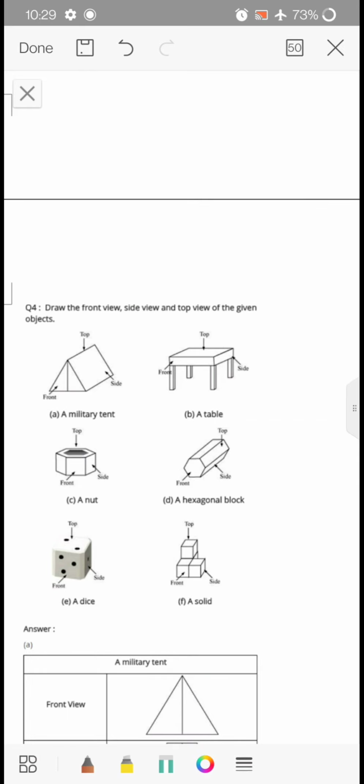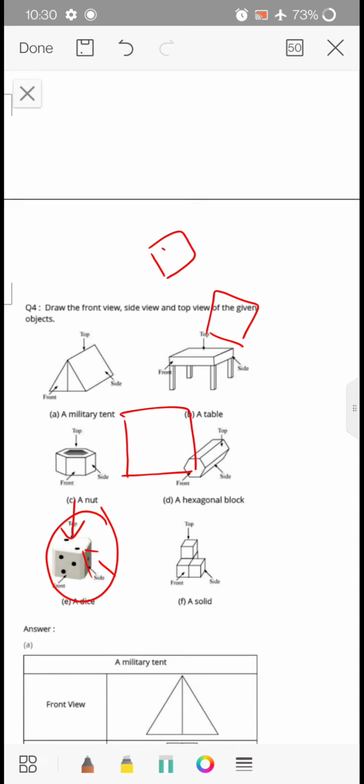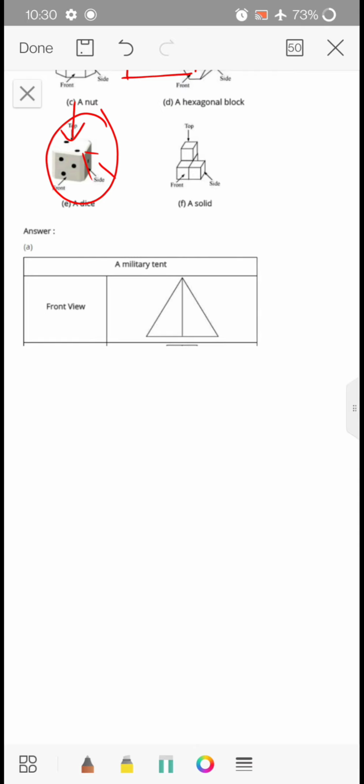Let's try to do it for this dice. If you look at the dice from the top, then you will find a square shape with two dots. If you look at it from the side, you will find the shape with one dot. And if you look at it from the front, then you will find the shape with these three dots. Okay, so this is how you can draw the different views of the object.